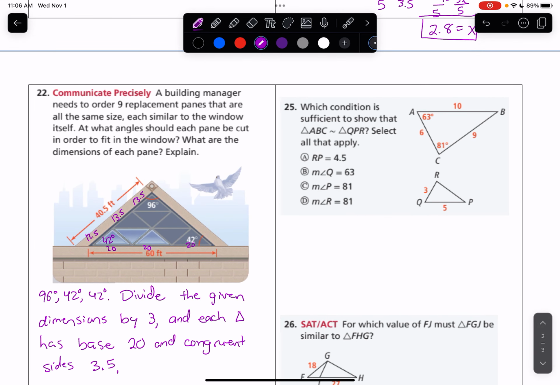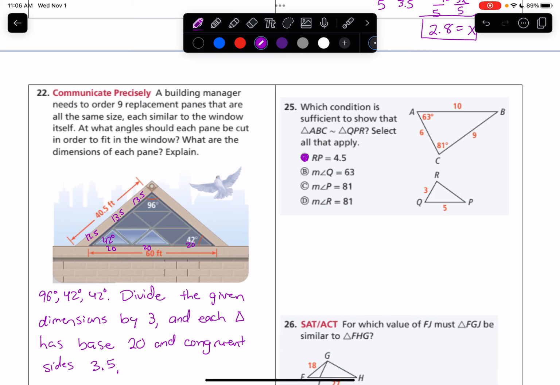25, which condition is sufficient to show that ABC is similar to QPR? Select all that apply. Well, if RP is equal to 4.5, then that means that I am going to have a side 3 that is corresponding to side 6, side 5 that is corresponding to side 9, and side 4.5 that is corresponding to side 10. That would be sufficient. Also, it gives us side side side similarity as well.